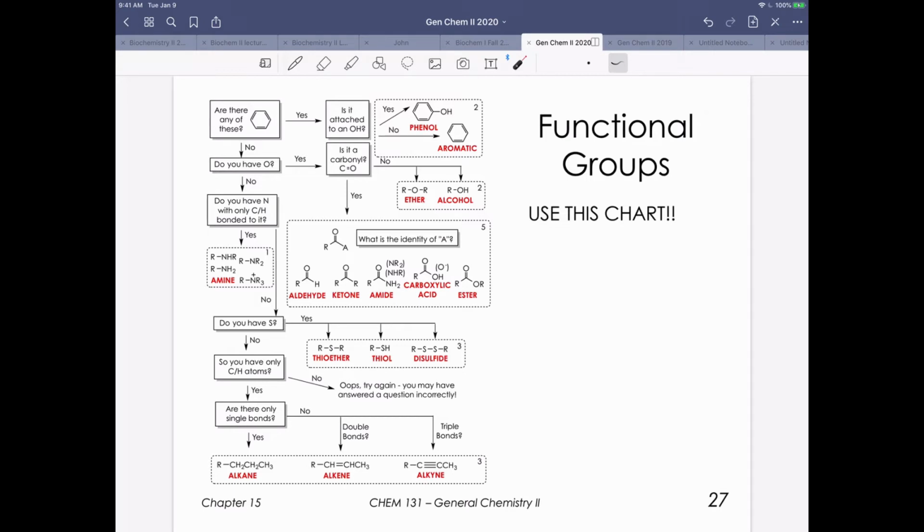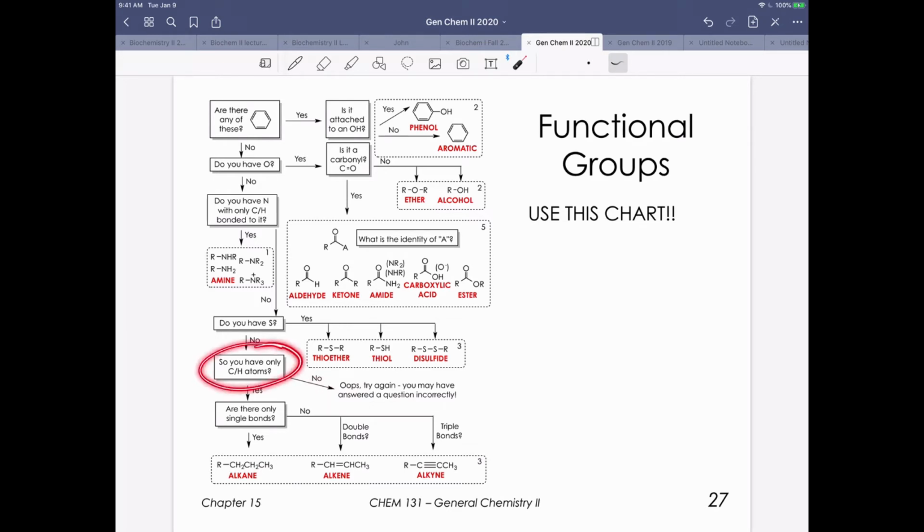All right, so kind of highlight what's going on here. Answered no to that six-membered ring, no oxygen. If we say no to nitrogen, we're down here. If we say no to sulfur, kind of a fail-safe here. So you're saying you only have carbon and hydrogen atoms? If that's not the case, you probably answered a question incorrectly. So go back and start over.